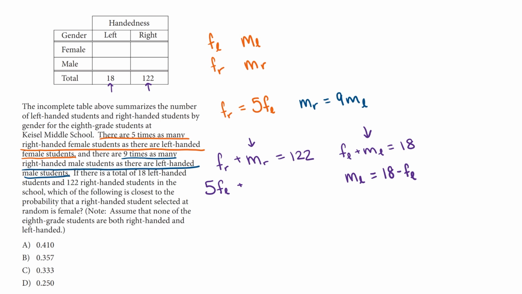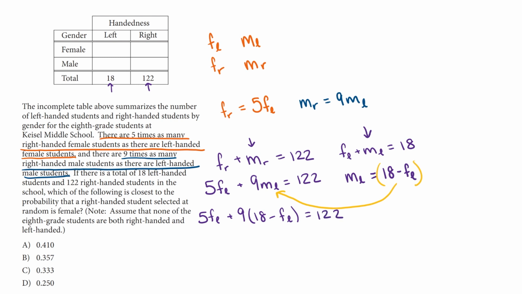And for male right-handed students, we know that's equal to 9 times the number of male left-handed students. So all of this is equal to 122. Now we can take this value here for our male left-handed students and plug that in. So we have systems of equations here essentially that we can now just start to substitute in order to get everything in terms of the same variable and start to simplify. So this becomes 5 times FL plus 9 times (18 minus FL) equals 122.